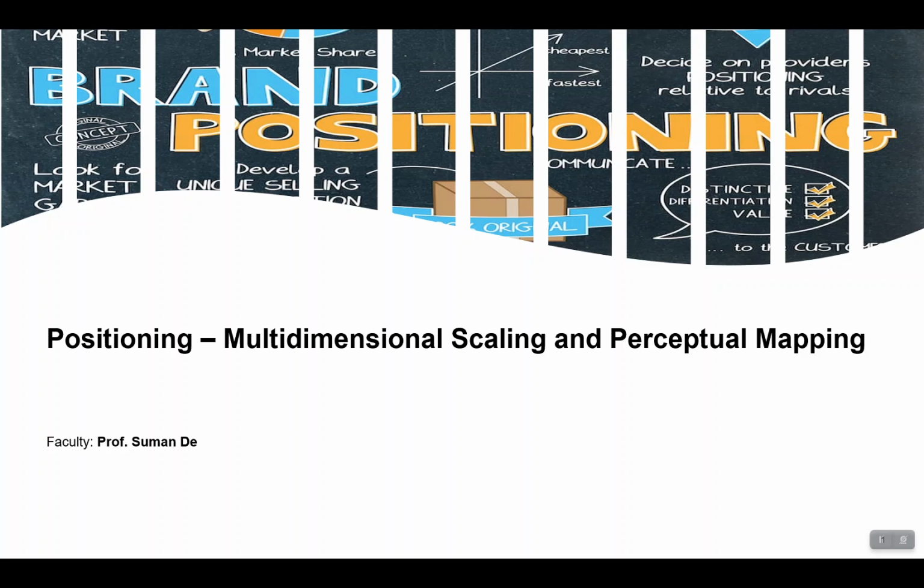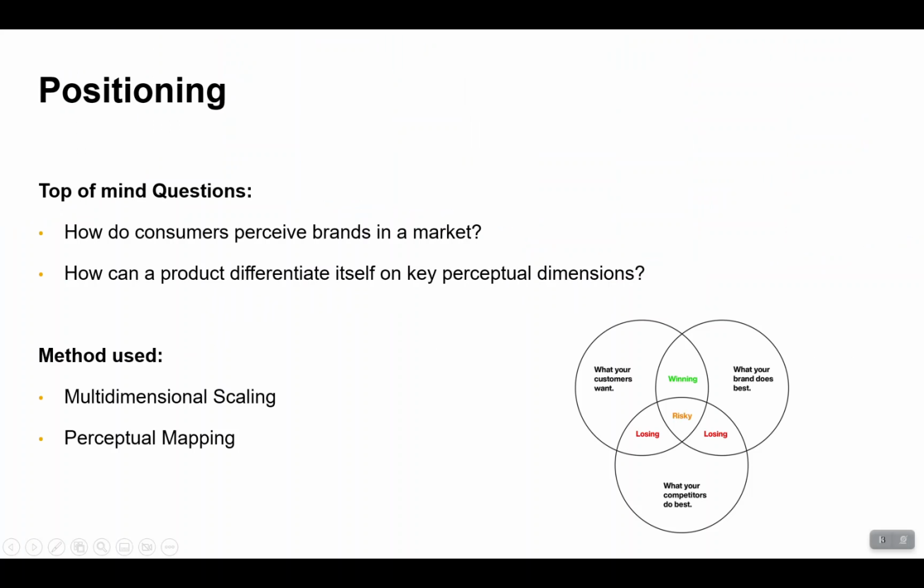This video will cover the topic of positioning and how we do it using multidimensional scaling or perceptual mapping. As part of multidimensional scaling, it basically helps us position our products or brands that we are considering better. The top of mind question for positioning is, how do consumers perceive brands in a market? How can a product differentiate itself on key perceptual dimensions?